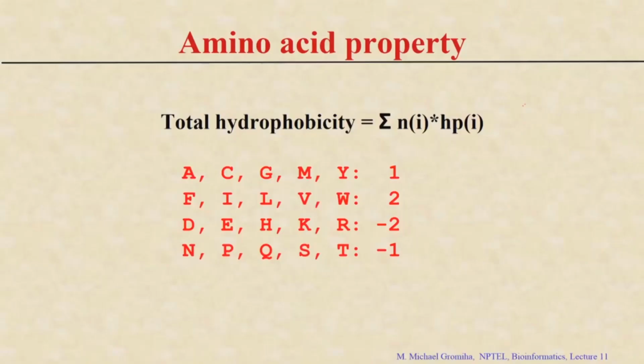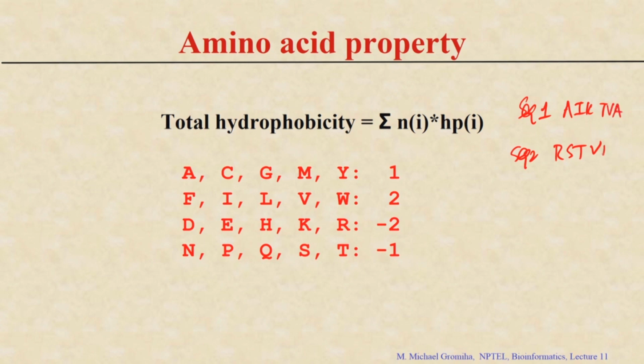For example, if you have sequence 1 and sequence 2, AIKT here, and RSTV, how far do these sequences behave based on hydrophobicity? So, you can put here again V A and T S.